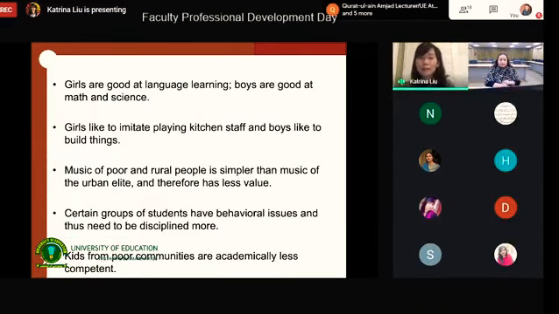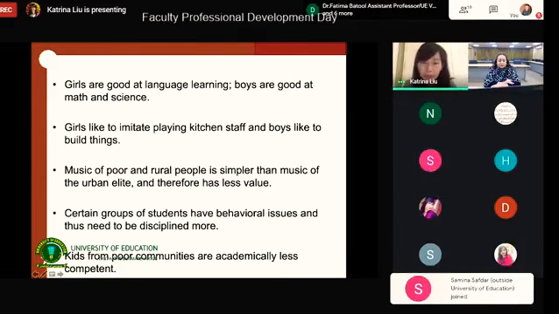So let's look at some very common assumptions in the world, and I think in our daily lives. For example, there are assumptions about gender. Girls are good at language learning, boys are good at math and science. Girls like to imitate playing kitchen stuff, and boys like to build things. And music of poor and rural people is simpler than music of the urban elite, and therefore has less value. And certain groups of students have behavior issues and thus need to be disciplined more. And, oops, I'm sorry. Kids from poor communities are academically less competent.